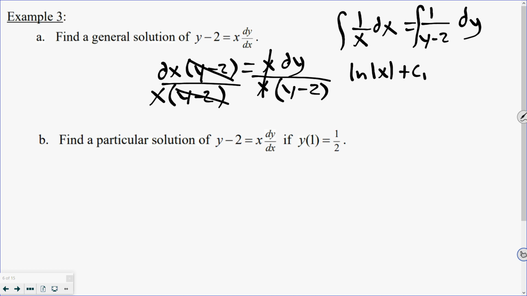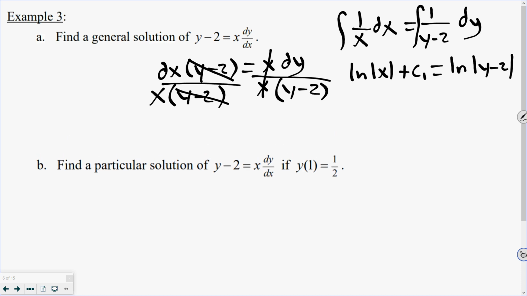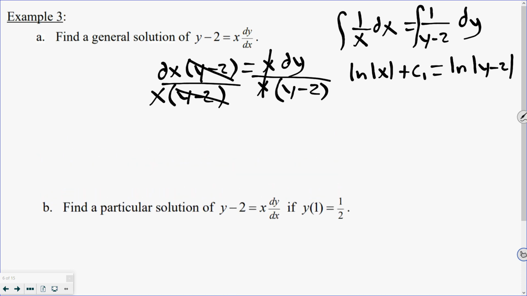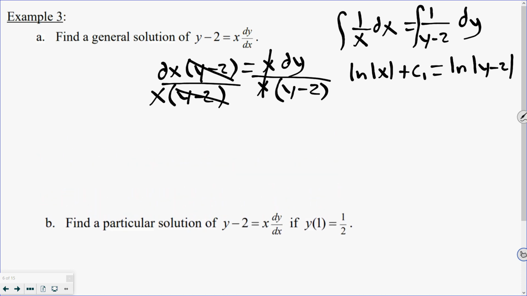I'm going to call it c1. Okay, equals, and over on the other side we get the ln of y - 2. Okay, and it says to find the general solution and the particular solution. So let's find the general solution first, and then we'll go back and find the particular solution after.